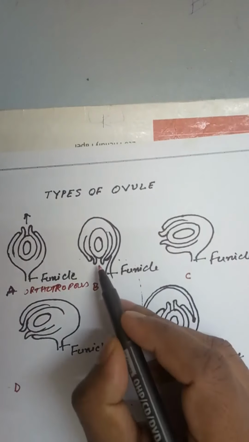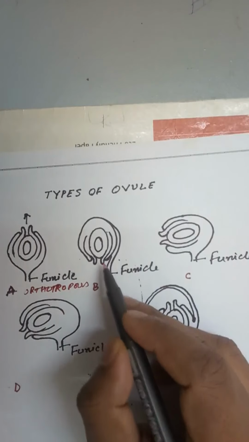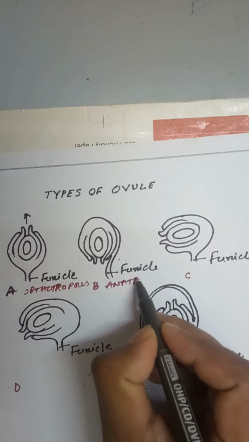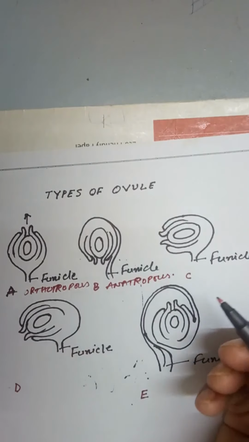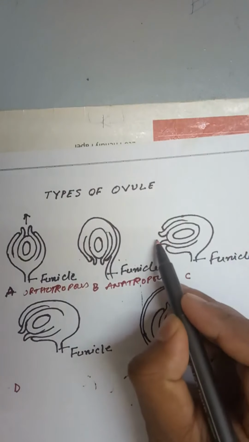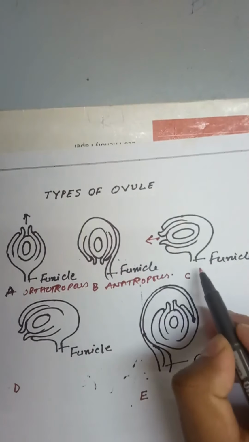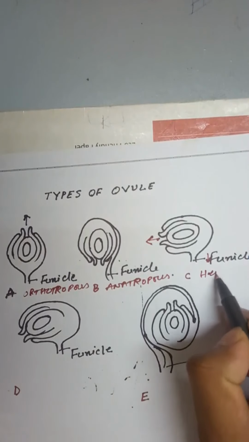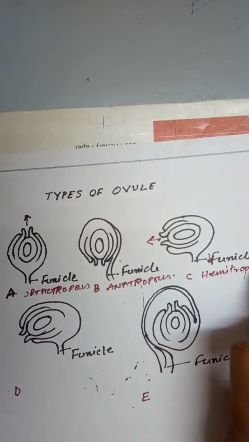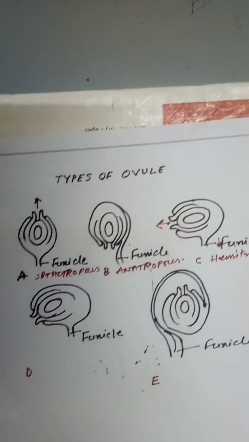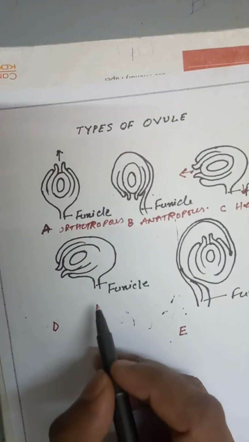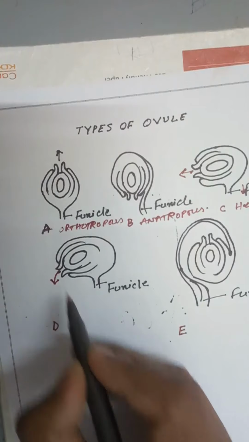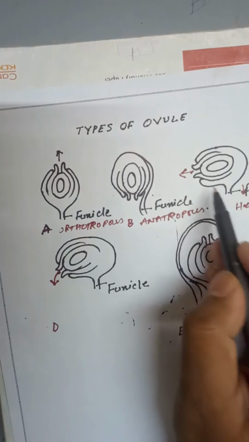But when the micropyle and the funicle lie almost close to each other in this region, this is called anatropous. In some plants, this is the micropyle and this is the funicle, they lie at right angle to each other. When this happens, this is called hemitropous. Look at figure number D. In figure D, this region is slightly curved. So when they lie at a right angle, it is hemitropous.